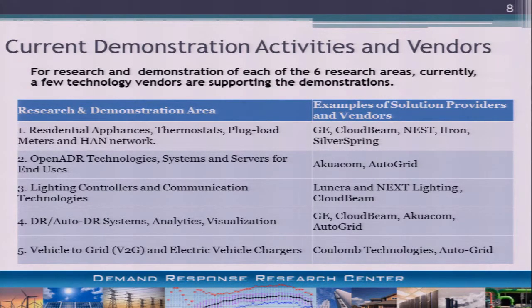So who are we working with? Well, we're working with a number of vendors who have been very good about lending us devices for evaluation and to some extent testing. General Electric for a number of appliances, CloudBeam, Nest. We also have two smart meters from two vendors, Itron and Silver Spring. We're working with AutoGrid and Akuacom in the open ADR implementation world, as well as several lighting companies.